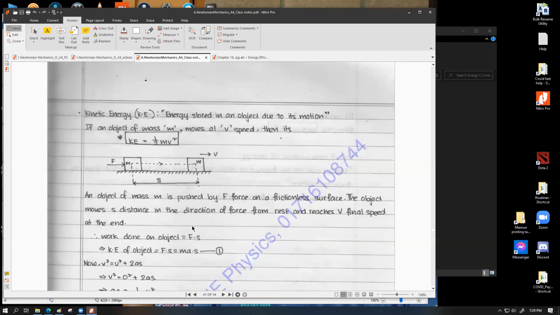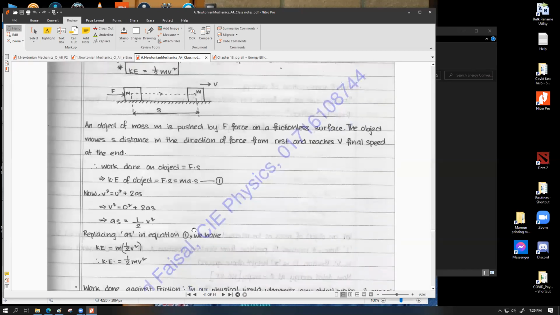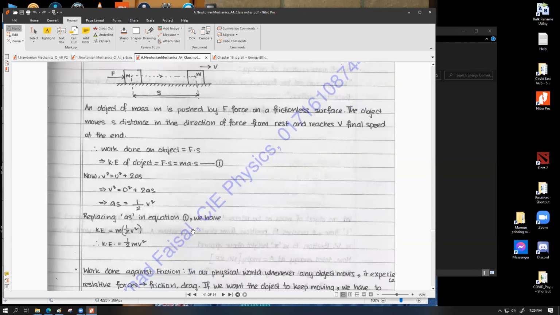In the lower part of this figure, we have a little bit of mathematical derivation for how this formula comes into existence. It's a derivation of K equals half mv squared, but it's not important that you know this derivation because it's not included in your syllabus as far as I know. I believe so.